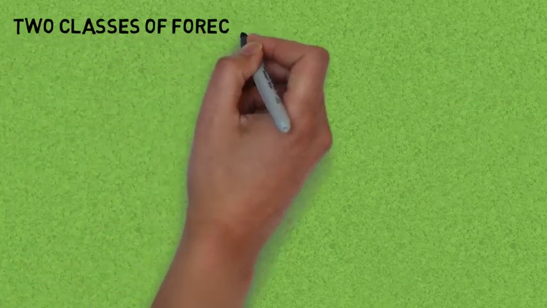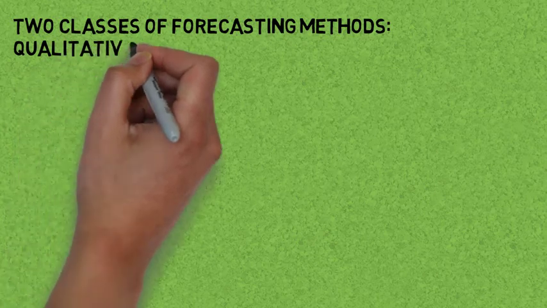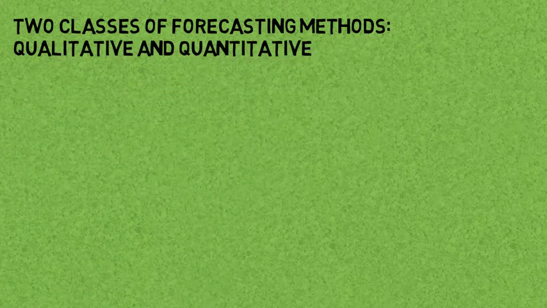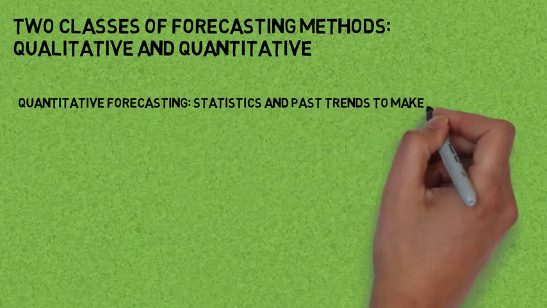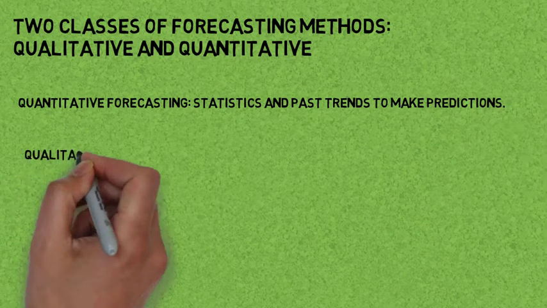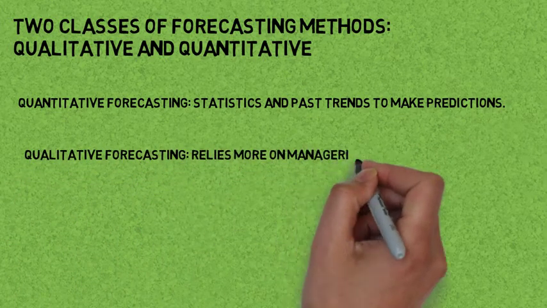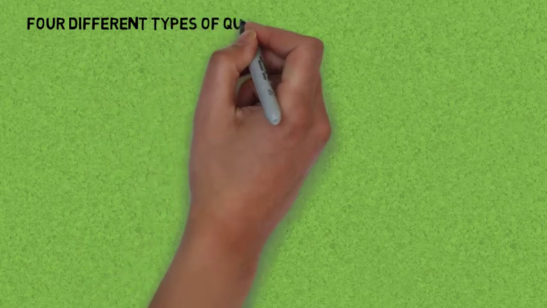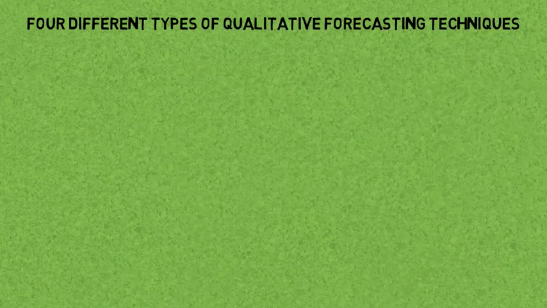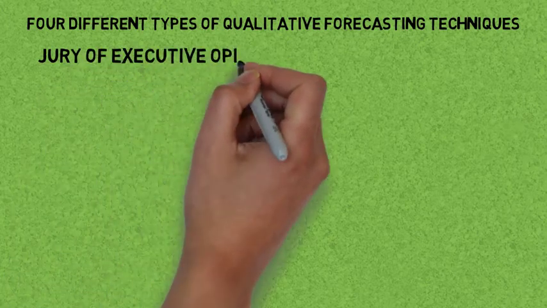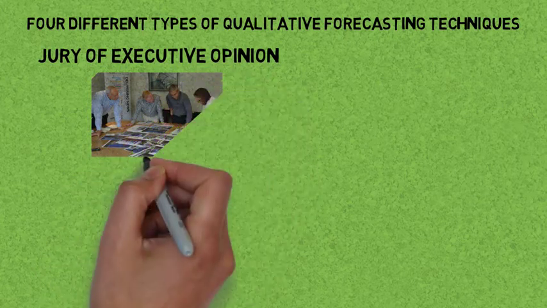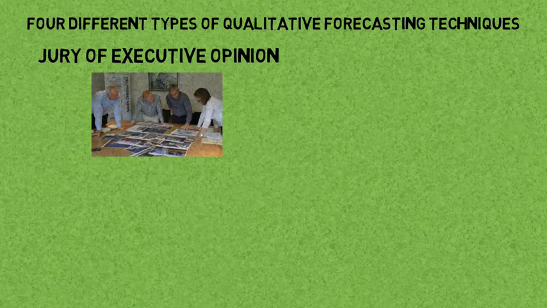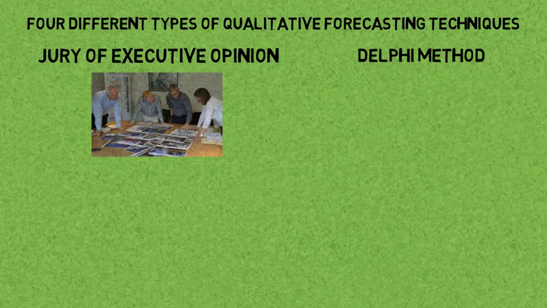In this course, we will be discussing two different classes of forecasting methods, qualitative and quantitative. Quantitative forecasting, as we will discuss, looks more into statistics and past trends to make predictions, versus qualitative analysis, which relies on more managerial or judgmental opinion. There are 4 types of qualitative forecasting techniques that we will discuss in this course. First is jury of executive opinion. This uses statistical models with a group of high-level experts or managers in order to arrive at an estimate of demand.